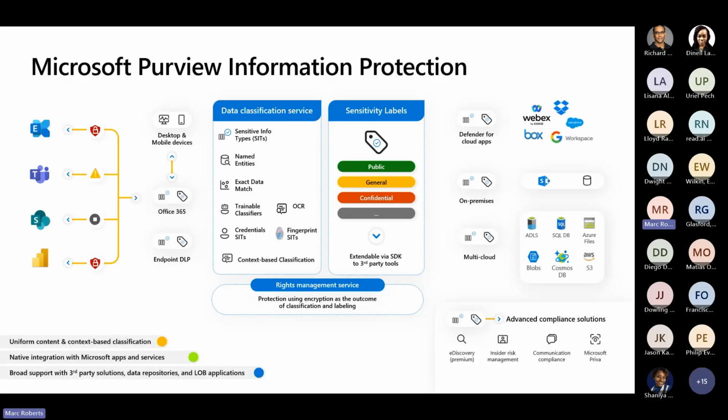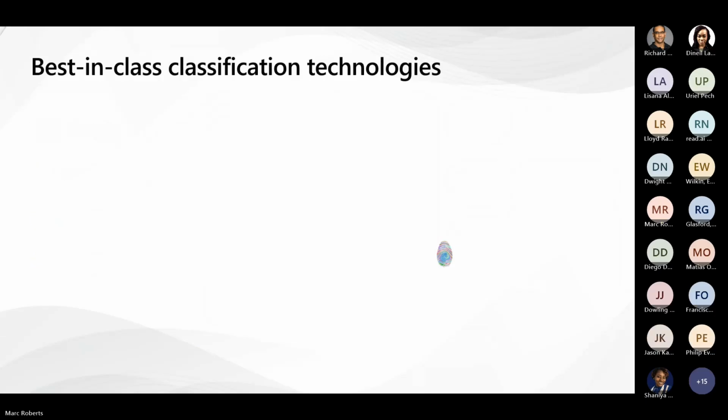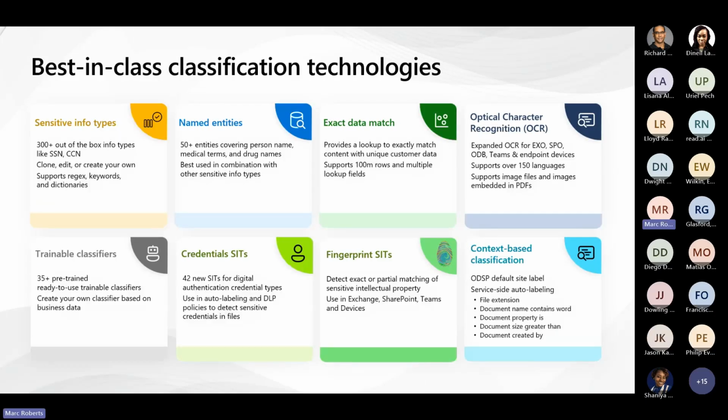These labels enforce encryption, access controls, and integrate natively with apps like SharePoint, Teams, and third-party platforms via Defender for Cloud Apps, which is included within the E5 license. The same classification engine supports compliance tools like Insider Risk Management and Microsoft Purview, offering a unified and scalable approach to data protection.